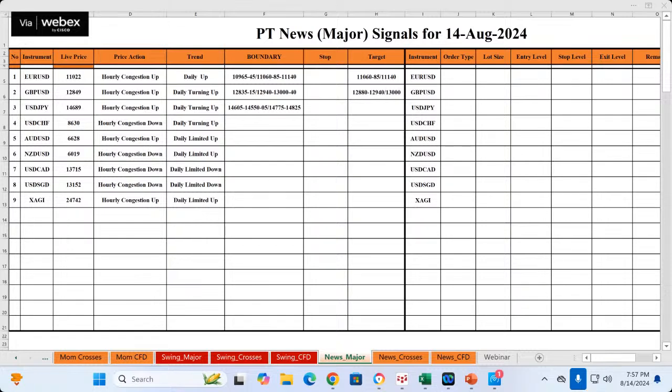Okay, so now let's start. Let's get the figures and work on them, so at least we can get ourselves prepared for the trade. Let me share the screen.